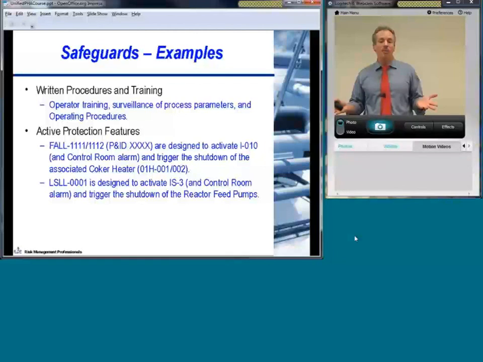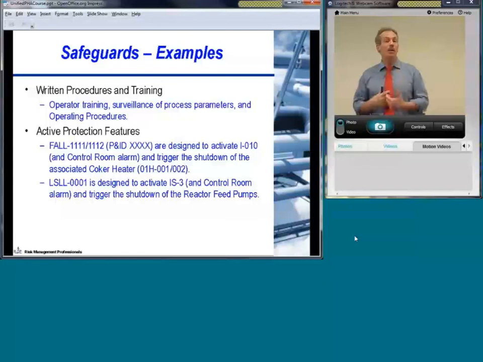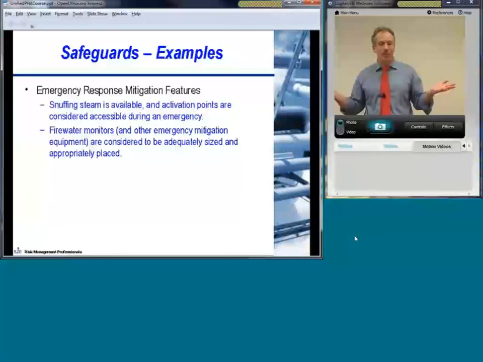Also, active protection features, low flow features that are designed to activate something, and also what happens after that. I usually like to lay that out so the team thinks about it. Also, there may be discrepancy alarms and other more advanced control features. You want to bring those into play also when you're looking at safeguards. Other examples: snuffing steam, fire water monitors, all those can be brought in with respect to emergency response mitigation features.